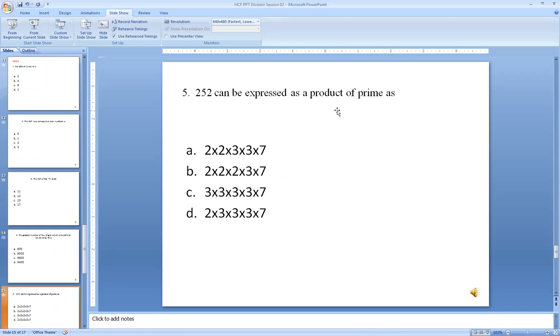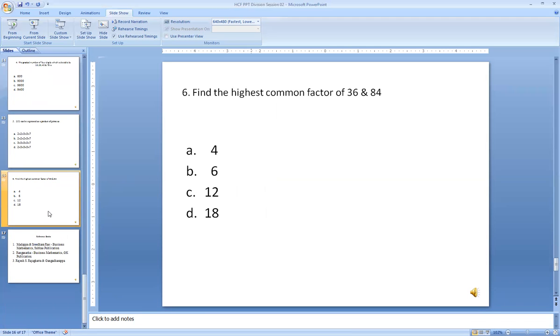And also one more MCQ question, that is, 252 can be expressed as a product of primes. We have to check which of those numbers, when we multiply, give 252, either the first, second, third or fourth. We have to calculate, then say what the right option is, either A, B, C or D. And the sixth question asks to find the highest common factor for 36 and 84. There are four options, we have to calculate the highest common factor.